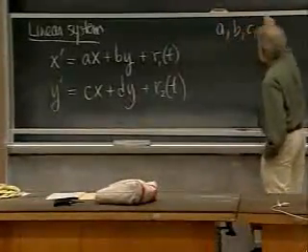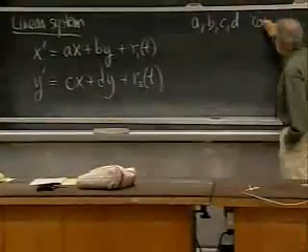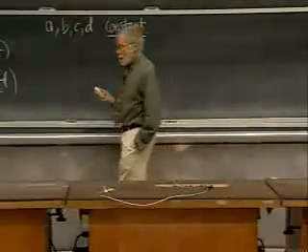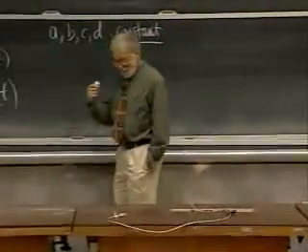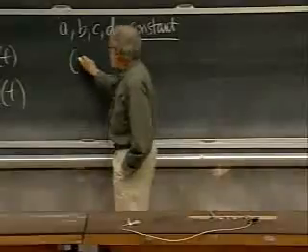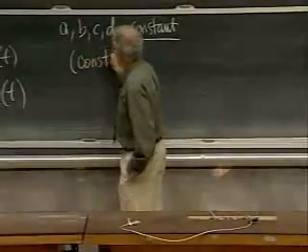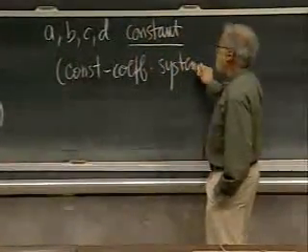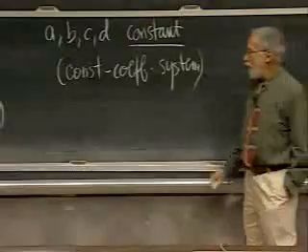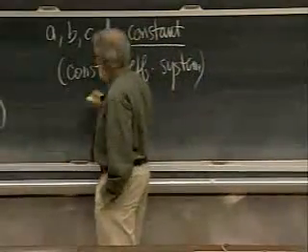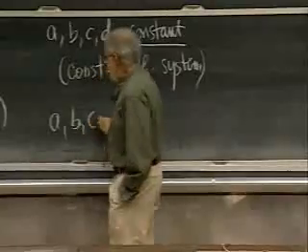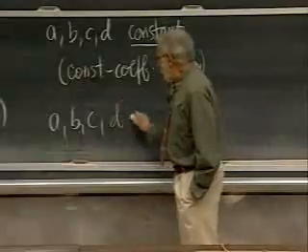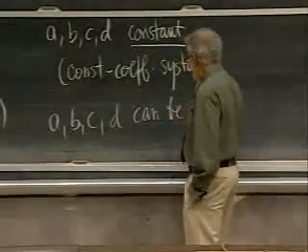The case where a, b, c, d are constants, we'll simply call a constant coefficient system. A system with constant coefficients would probably be better English. On the other hand, if a, b, c, d are functions of t, the system will still be called linear. They can be functions of t. They can also be functions of t.